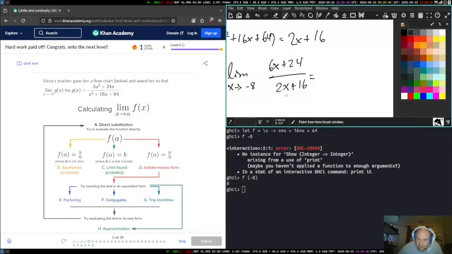Oh, actually, it's 0 on the bottom. That's crazy, I didn't notice that. It's also 0 on the top, so you're going to have to do L'Hopital's rule again. That's the limit as x approaches minus 8 of 6 divided by 2. The answer is 3. Which actually kind of makes sense. Interesting.